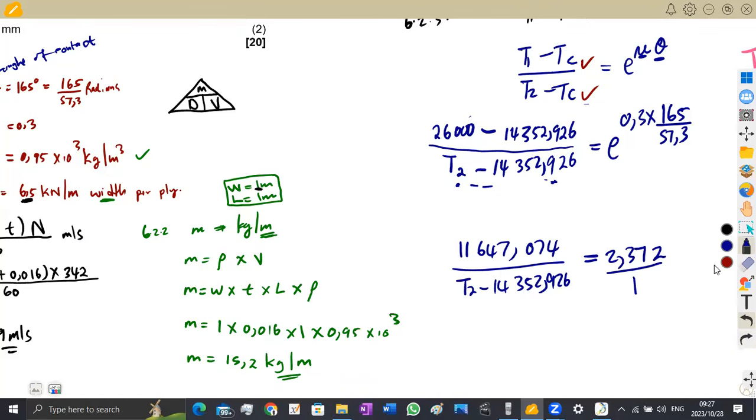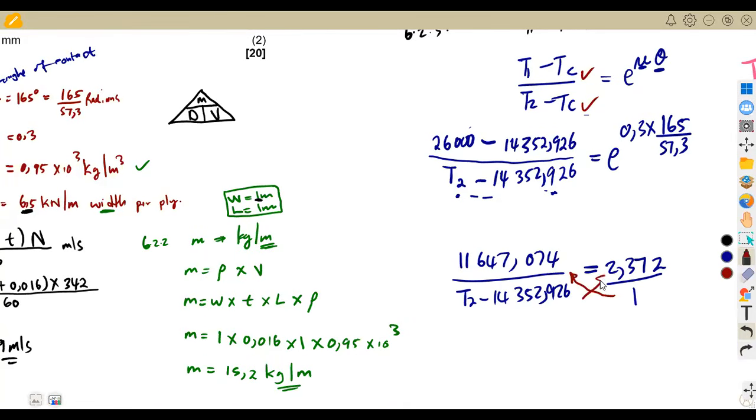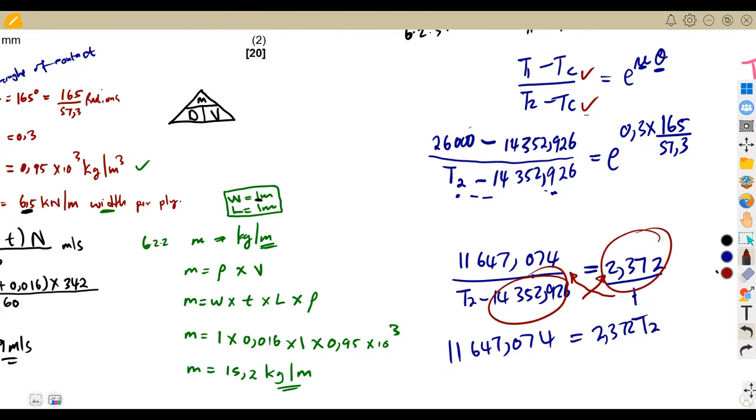So that we can simply cross multiply because we're now dealing with the normal equation. So we can just cross multiply so that we can have the value of T2. So that's 1 times this value, which is 11,647,074. Then you multiply this value here to T2, and you also multiply to this value here. So if we multiply 2.372 times T2, it's going to be 2.372 T2 in this case. Then we multiply this value and this value together.